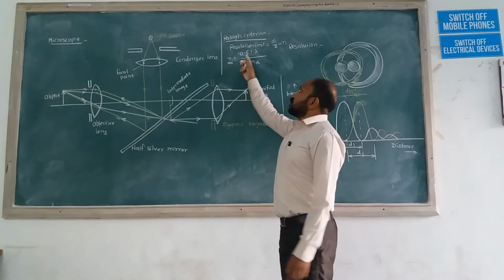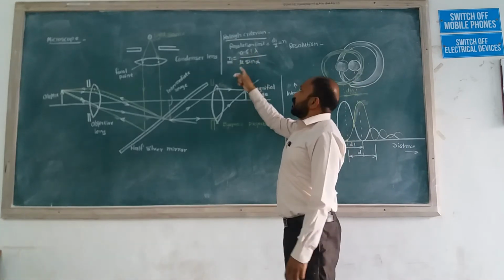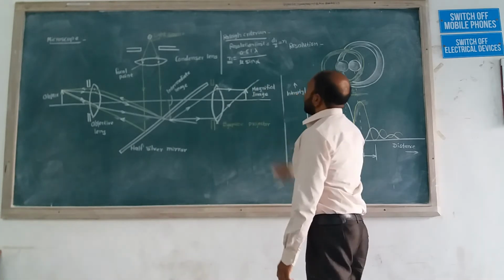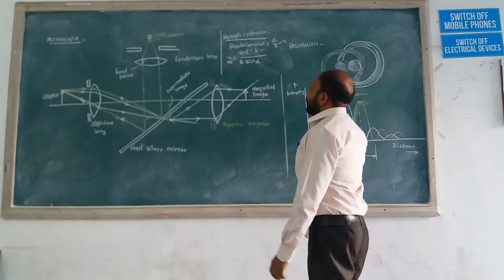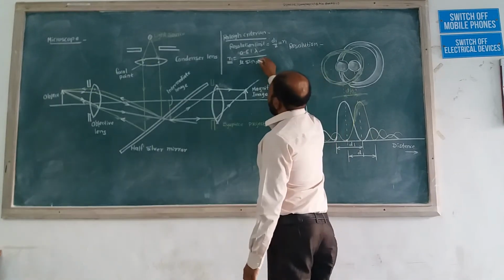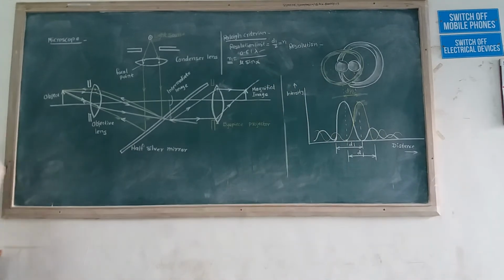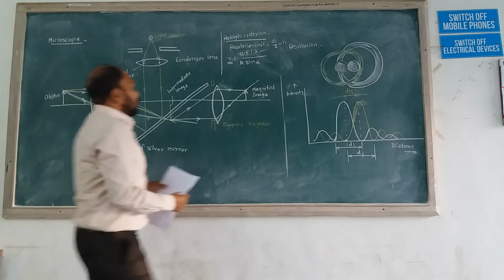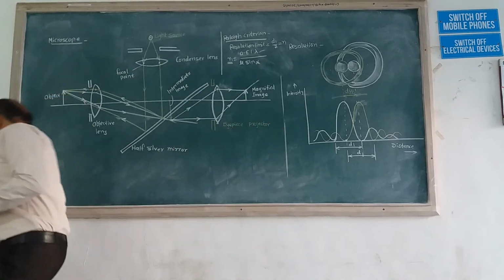So r1 is equal to 0.61 into lambda divided by mu into sine alpha. Lambda is nothing but wavelength, and this alpha is related to angle. We draw the diagram.